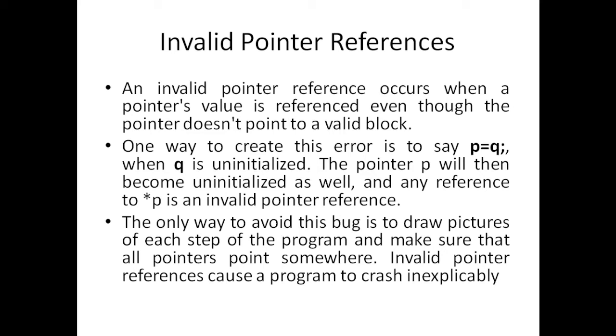The only way to avoid this bug is to draw pictures of each step of the program. We need to draw manual pictures of each step of the program so that we can know whether the variables are initialized or not, so that this kind of bug will be avoided. Invalid pointer references cause a program to crash inexplicably. So it makes crashes, that's it. This is one of the main concepts in C.